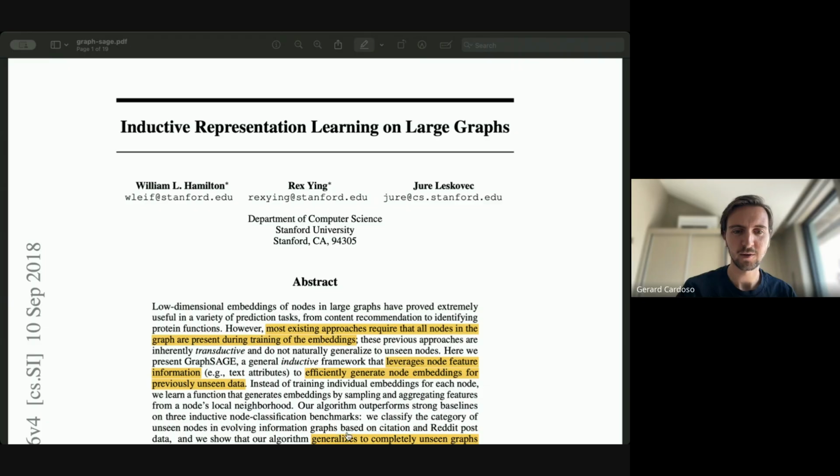Okay, hey everyone. So today I am going to be presenting this paper, Inductive Representation Learning on Large Graphs. It's an older paper. It's not a new paper. It's from 2018. But I wanted to present it because I think it's actually quite an approachable paper.